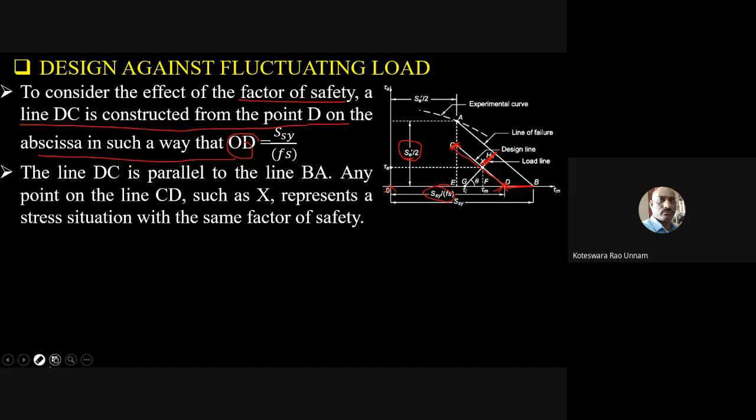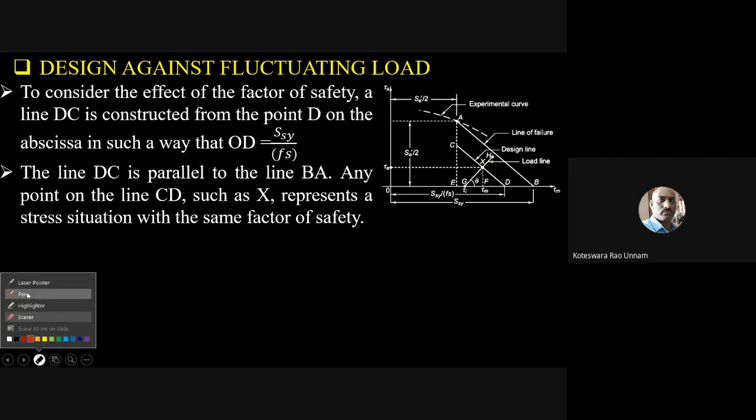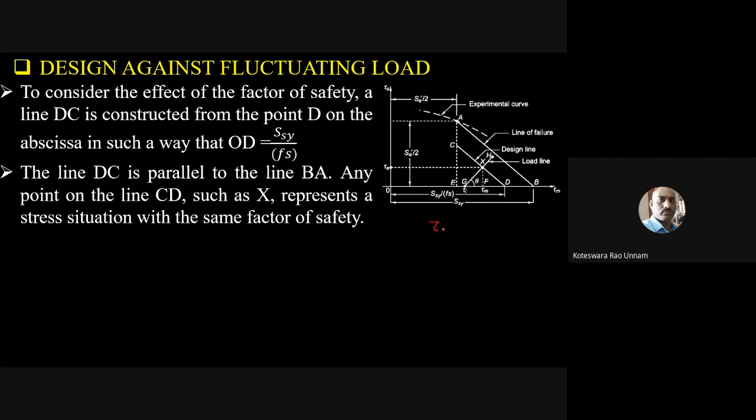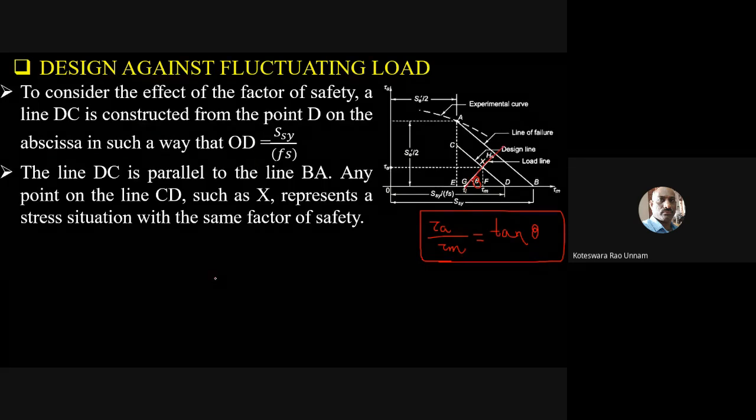Once I have a design line, now if I want to use Goodman's criteria, I need to construct the load line. So load line is nothing but this one. The load line is based on the ratio of your amplitude stress tau A by tau M, which is nothing but tan theta here. So the load line makes an angle theta here. You can see this theta. This theta is the ratio of amplitude stress to the mean stress. So now if I draw a line based on that, then I'll get a load line.